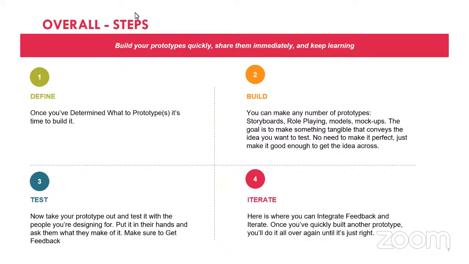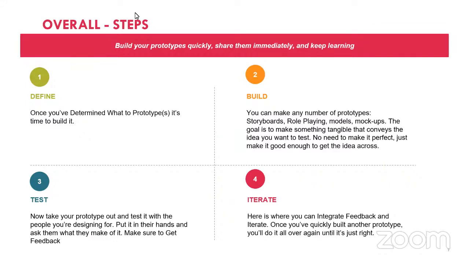The goal is to make something tangible that conveys the idea you want to test. No need to make it perfect, just make it look good enough to get the ideas across. Okay? And then test. Now take your prototype out and test it with the people you're designing it for. Put it in their hands and ask them what they make of it. Make sure you get feedback. Okay? So, and then it says iterate.